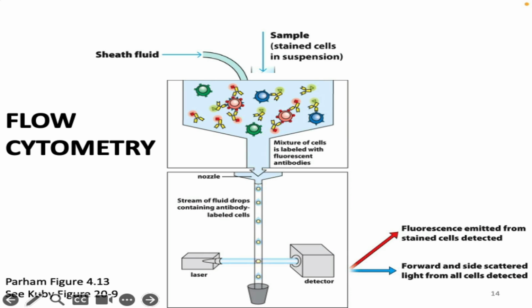Some drops might contain a cell that had no antibodies on it. Some drops might contain a cell that had one antibody on it. Some drops might contain a cell that had multiple antibodies on it. And this stream of droplets is then going to be hit by a laser. So it's basically going to go into a laser. And the way that the cell and any antibodies attached to it interact with the laser light will be detected on a computer at the end.